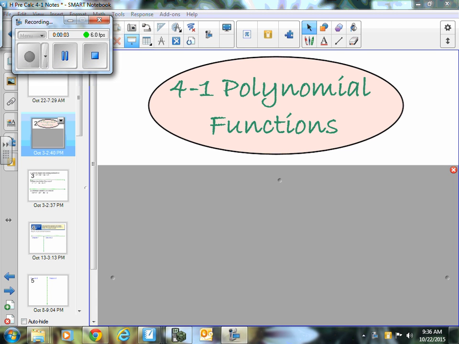Section 4.1, we're going to talk about some polynomial functions. So we're getting started in chapter 4, which is all about looking at polynomials. So we're really focusing our attention on things like x to the second, x to the third, x to the fourth. So our polynomial parent graph.